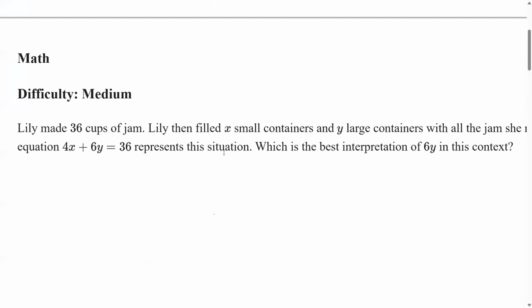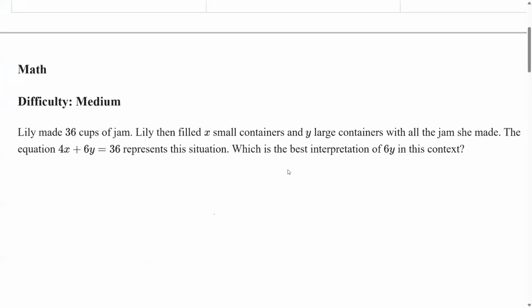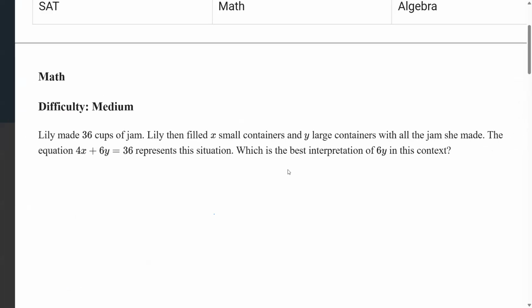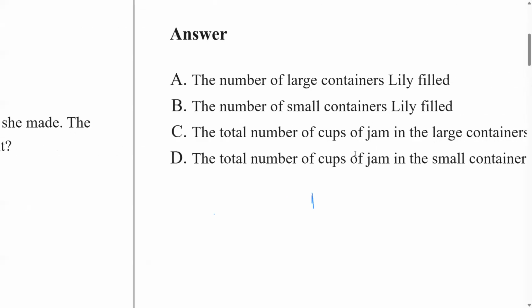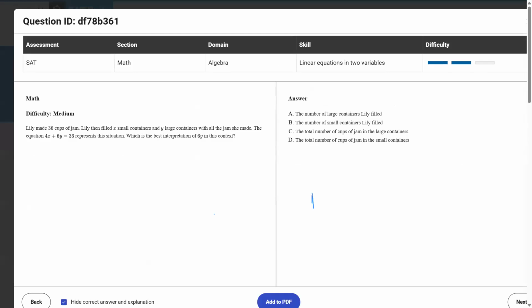Lily made 36 cups of jam. Lily then filled X small containers and Y large containers with all the jam she made. This equation represents the situation. What's the best interpretation of 6y in this context? Y represents large containers. 6y represents the total number of large containers. C is the answer.